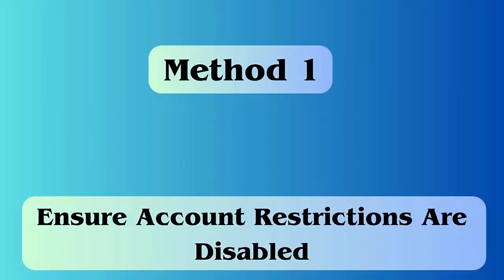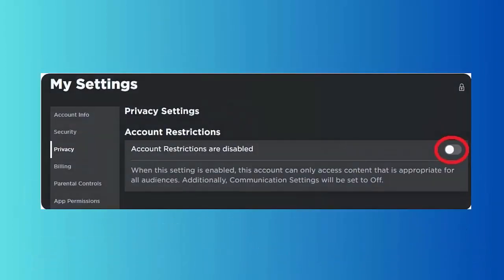Method 1. Ensure account restrictions are disabled. First, sign into Roblox account. Then, tap on gear icon, select settings to open menu. Now, open privacy tab. Move down to account restrictions, disable it if it is enabled.